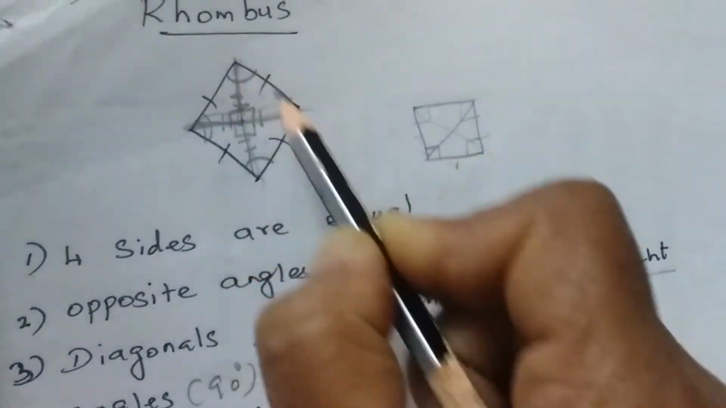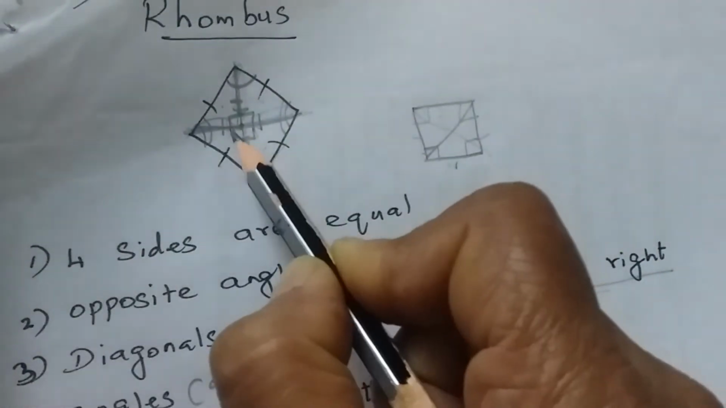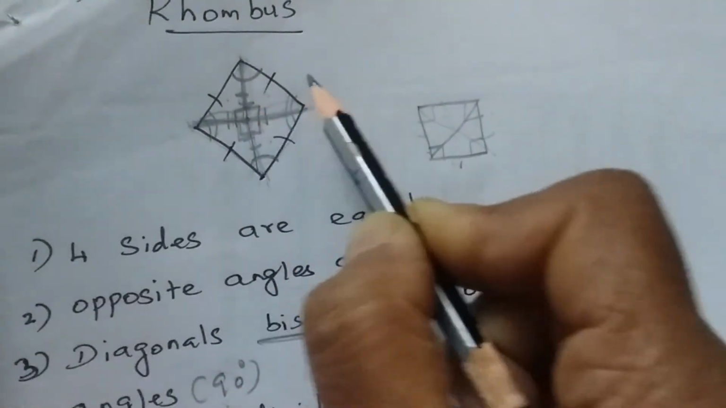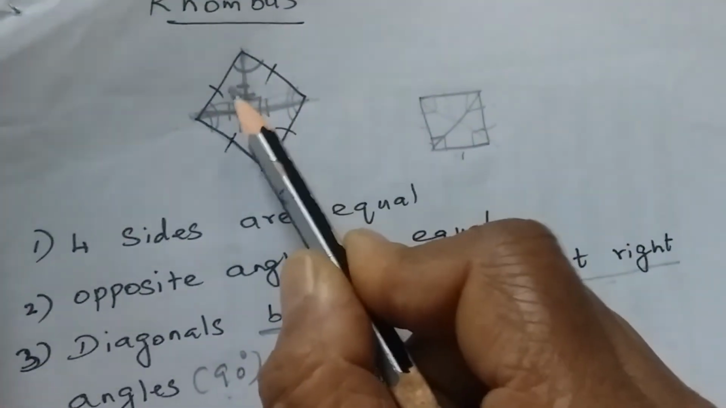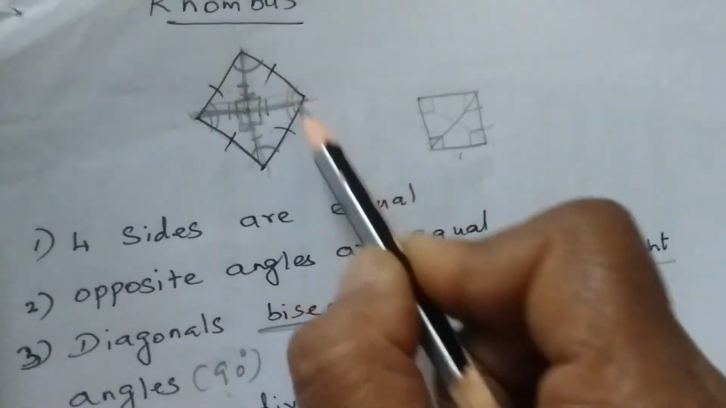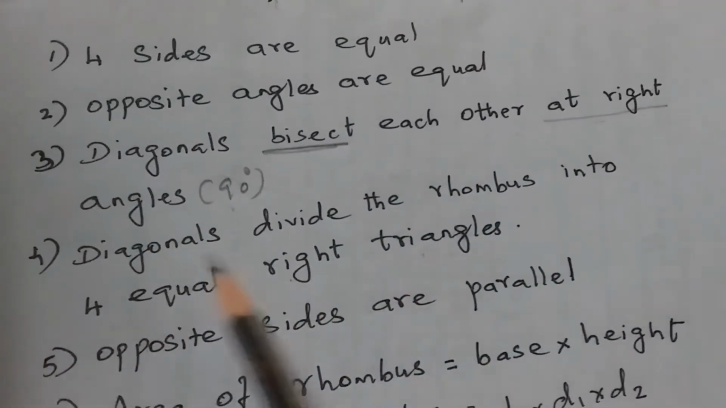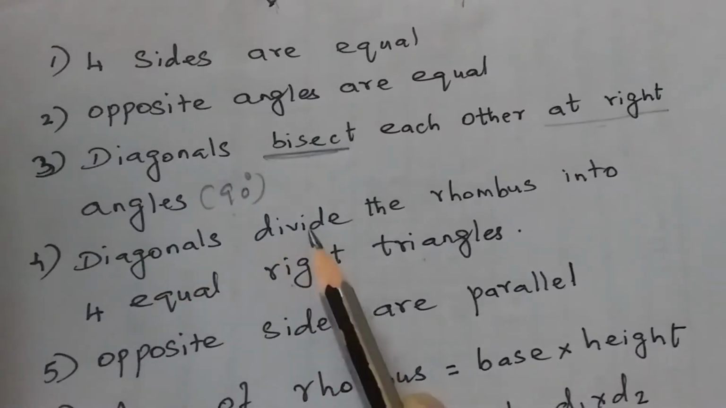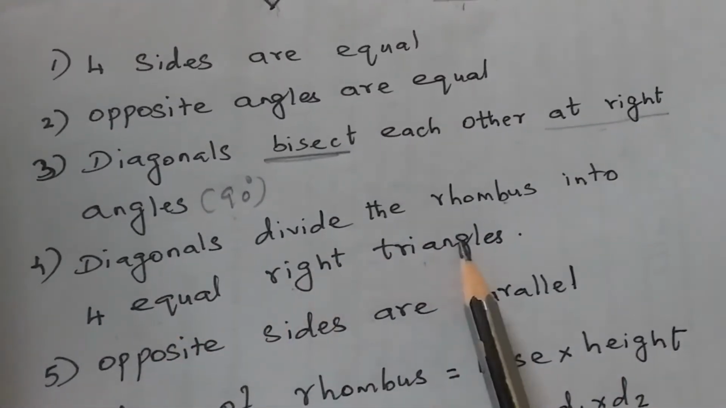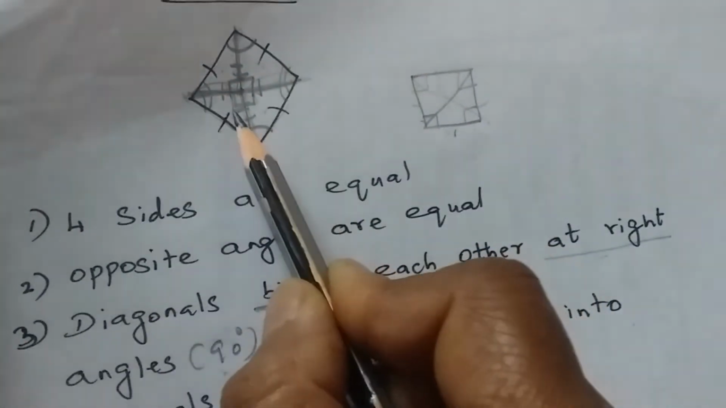Here one right angle triangle. Here one, this is right angle, so it is a right angled triangle. And here we have a right angle. So this is a right angled triangle. So how many right angled triangles are there? 1, 2, 3, 4. So the two diagonals divide the rhombus into 4 equal right triangles. I'll read it again. Diagonals divide the rhombus into 4 equal right triangles. It is divided into 4. All the 4 right triangles are equal in size.